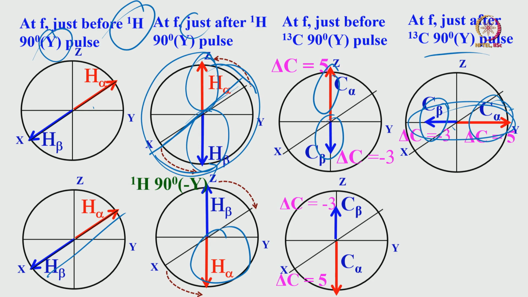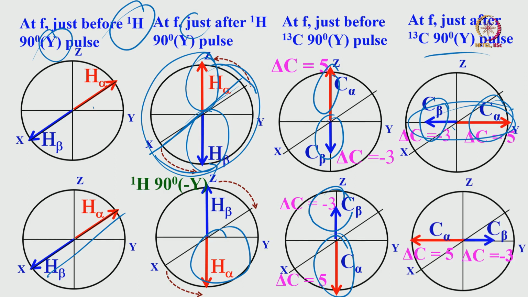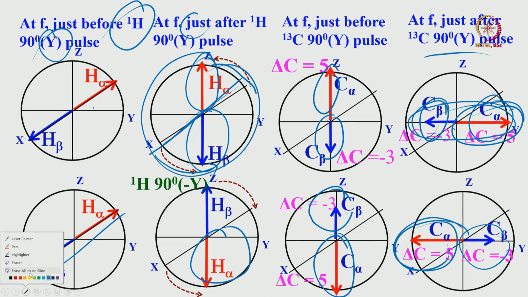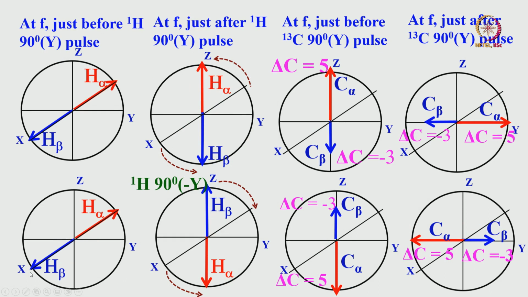Further, what is going to happen for the carbon 13: just before the 90 pulse, it was like this, because we have not touched it yet. As soon as I apply 90 for the carbon 13, the C alpha which was along plus y came to minus y, and C beta which was along minus y came to plus y. This is what happens. See, when you apply the 90 pulse, I do the two experiments, once with plus y and once with minus y 90 pulse. This is what is going to happen.